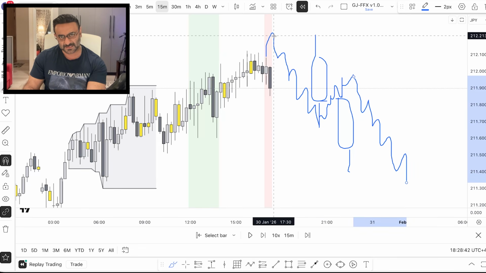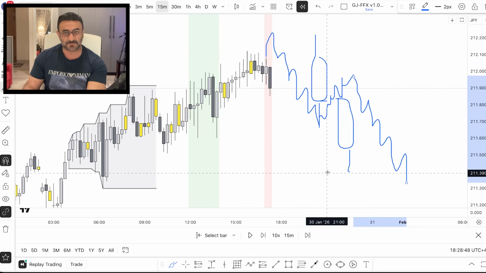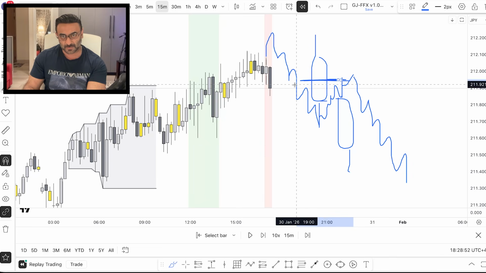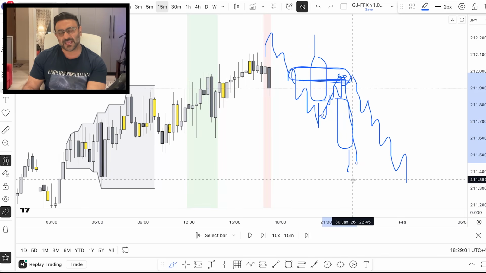This is what a trend is, that you have a higher high, lower high, higher high, lower high, and the price continues. Now the question becomes, why is the price reacting here, right, in the middle of this body? What is going on in this area where the price is moving up? Something happens here and the price reacts. And this is the foundation of FFX strategy. And I'm going to give you a couple of examples. Of course, I've cherry-picked them to give you the understanding of what I mean.